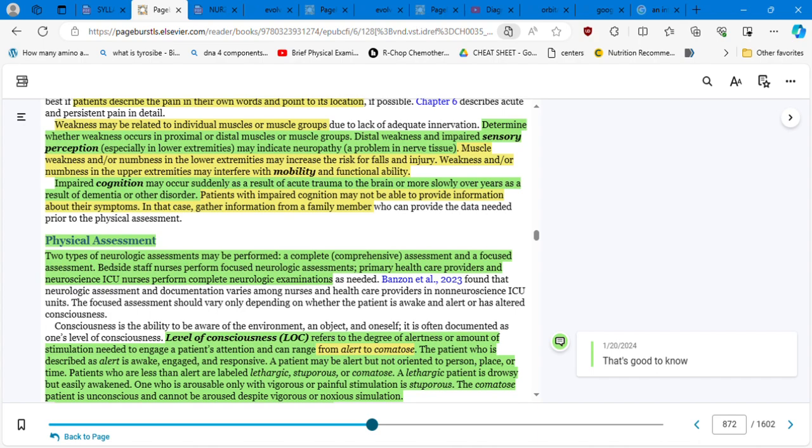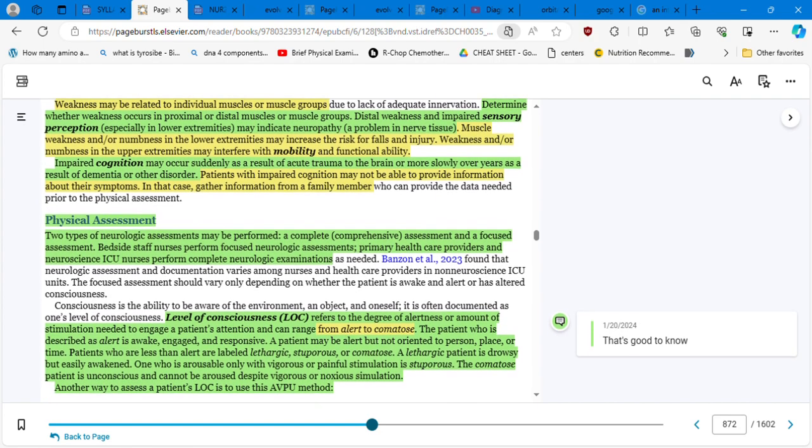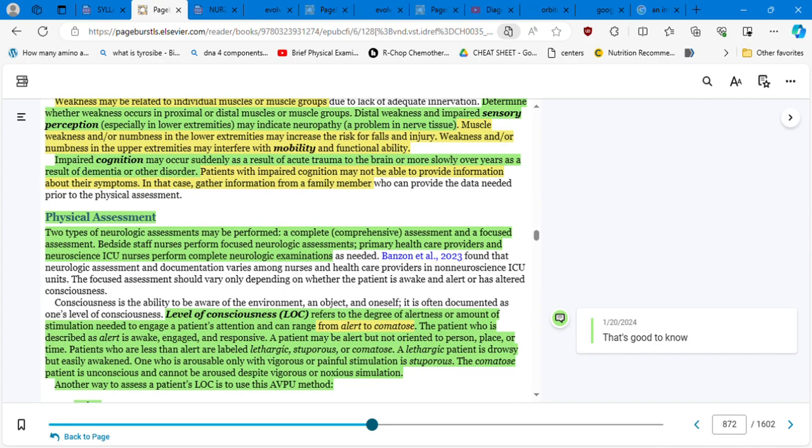Weakness may be related to individual muscles or muscle groups. Determine whether weakness occurs in proximal or distal muscles or muscle groups. Distal weakness and impaired sensory perception, especially in the lower extremities, may indicate neuropathy, a problem in nerve tissue. Muscle weakness and or numbness in lower extremities may increase the risk for falls and injury. Again, this is repetitive information, but we need to absorb this and try to assess not only our patients, but the members of our family. Weakness and or numbness in the upper extremities may interfere with mobility and functional ability.